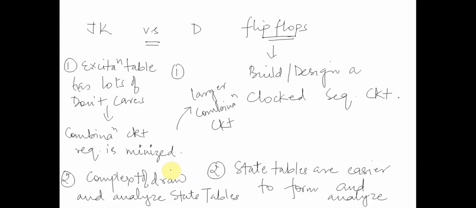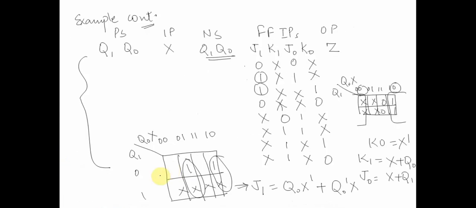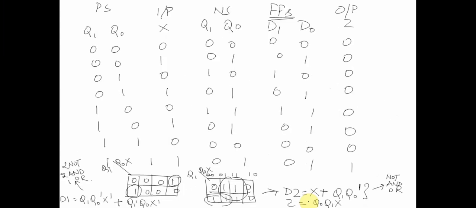As compared to the previous example of J and K where we were just having very simple equations, with an OR gate, NOT gate, and just an OR gate and AND gate. So basically the combinational circuit which is required in case we use a D flip-flop is much larger, right? This is one of the comparisons, right?